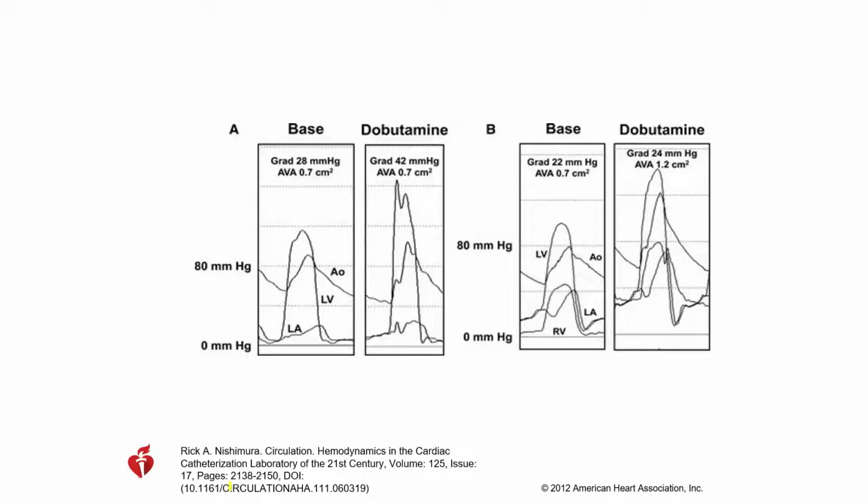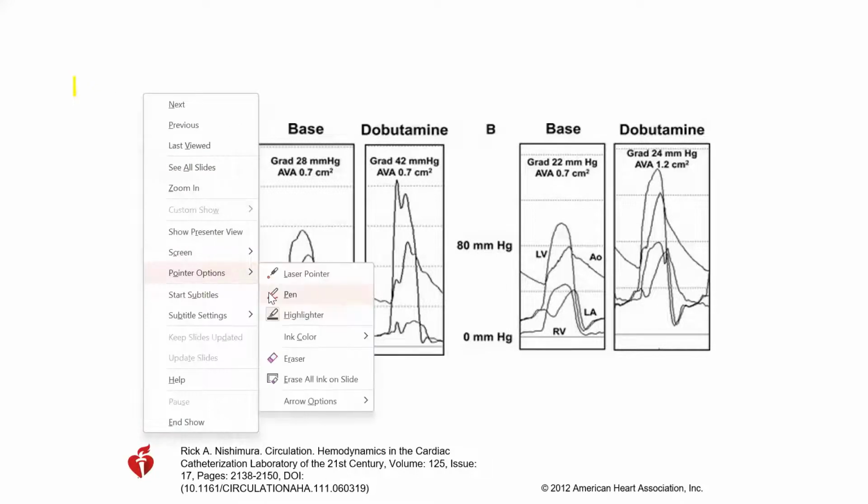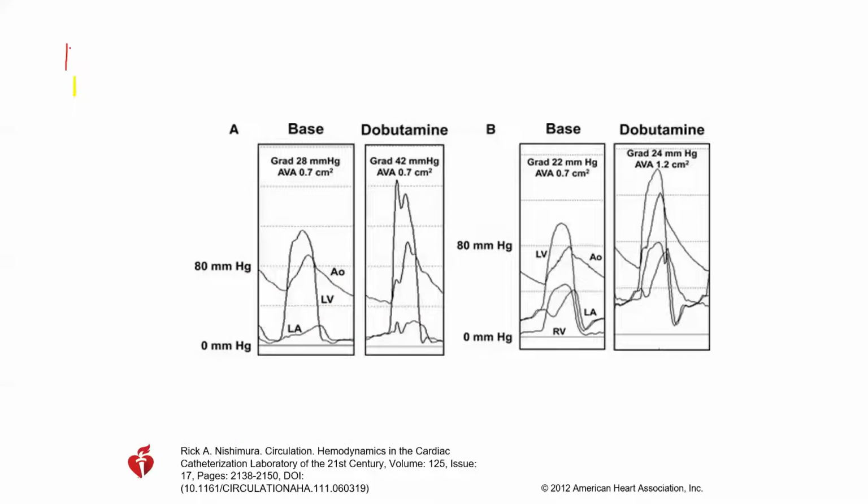Okay, so you have come across this one a lot, I guess. So it is low flow. The flow is low because the gradient is flow dependent, right? So the flow is low, the gradient is low, and the EF is low. That makes sense because the assumption goes like this: the low gradient is due to low flow, and the low flow is due to low EF. Okay?